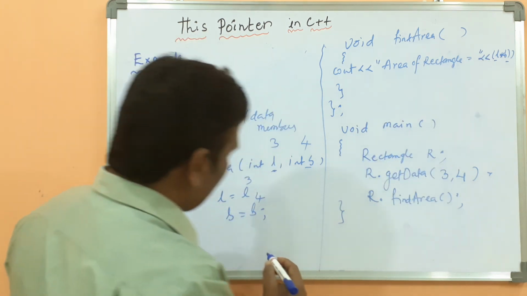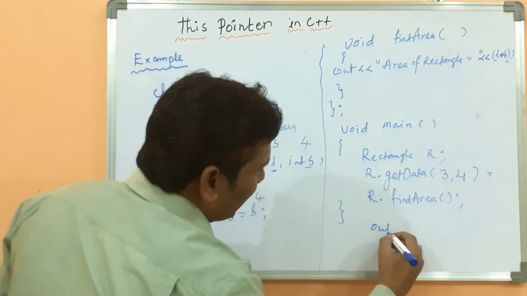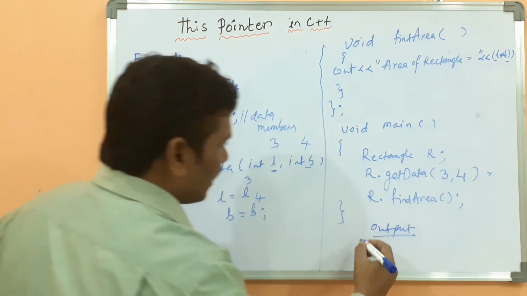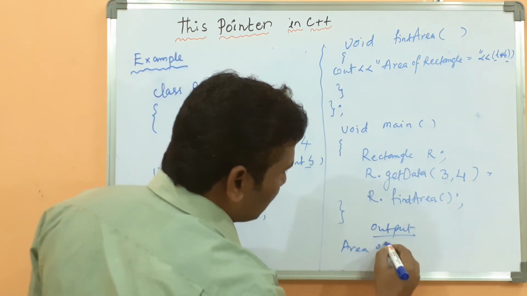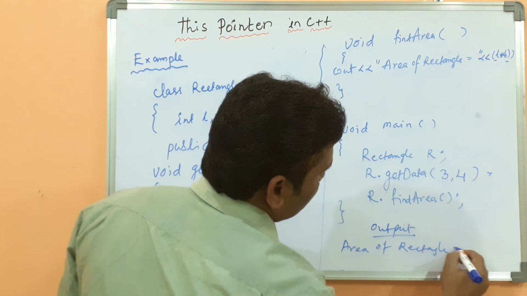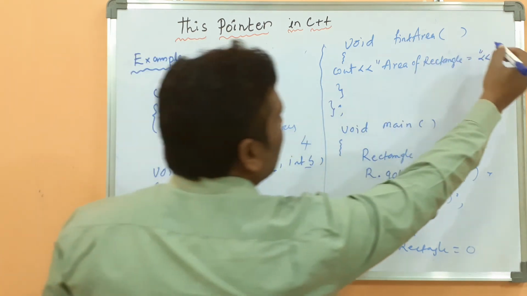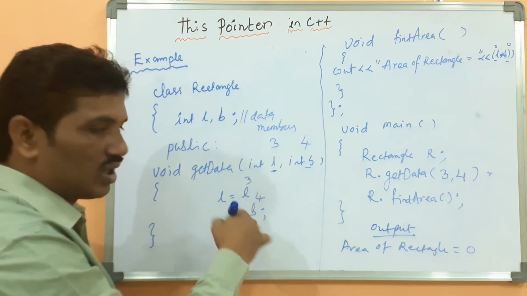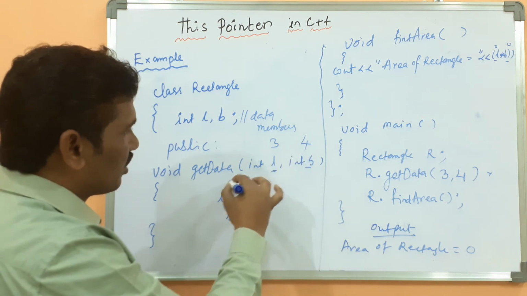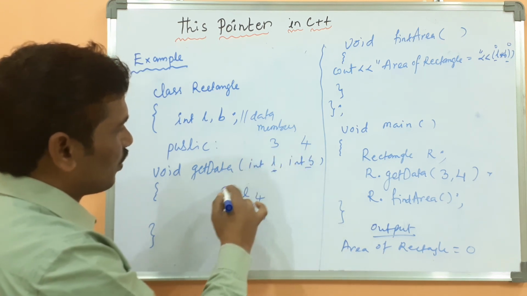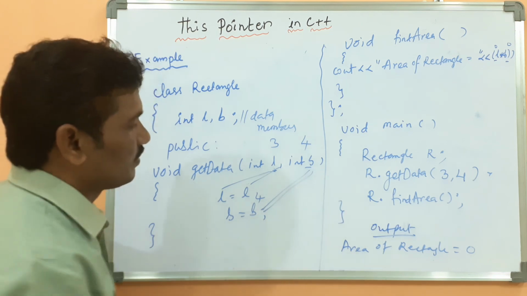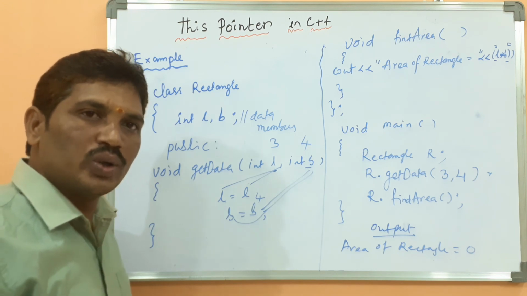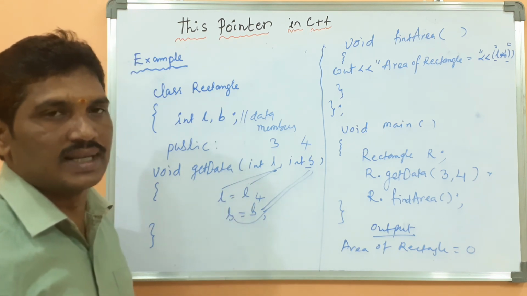What is the output of this program? If you write like this, many of the students will be confused. Here the area of rectangle equals 0. At that time the L value is 0 and the B value becomes 0. It is treated as local variables. L is pointing to this only. Both are pointing to this only. It is not pointing to the data members. How do you resolve this kind of problem in C++?